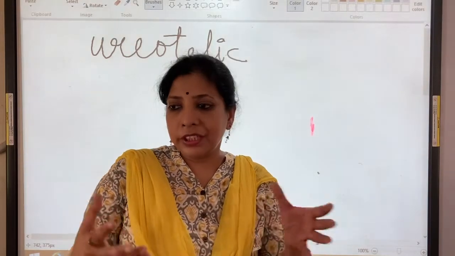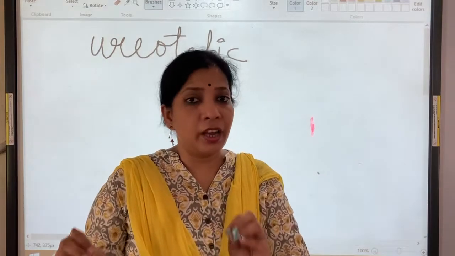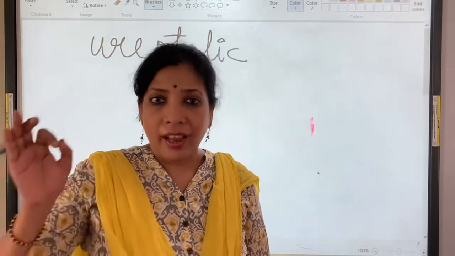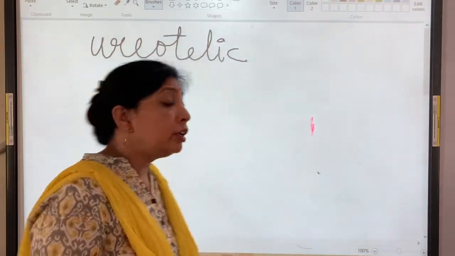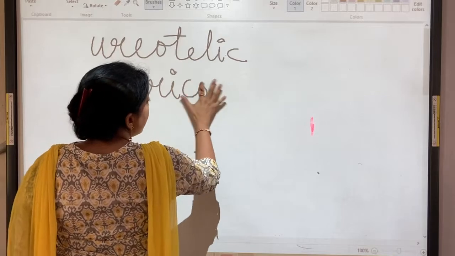In reptiles and birds, they don't drink that amount of water. So you must have seen that their poop, their excreta is pretty hard, because their waste material is uric acid. So they are uricotelic. What are they? They are uricotelic.